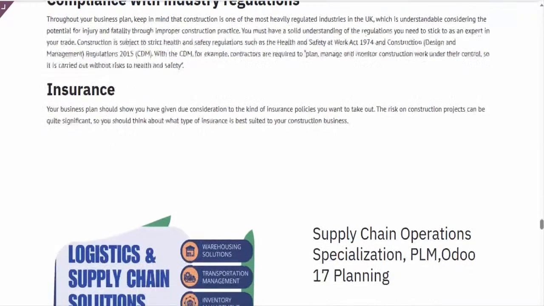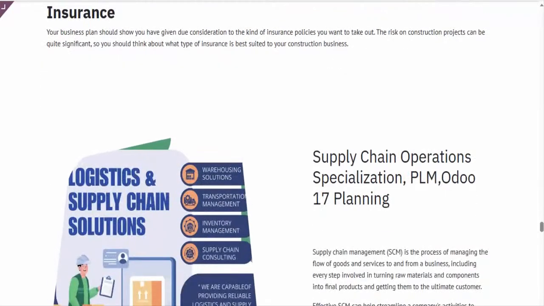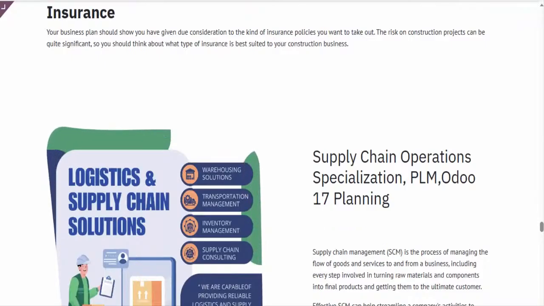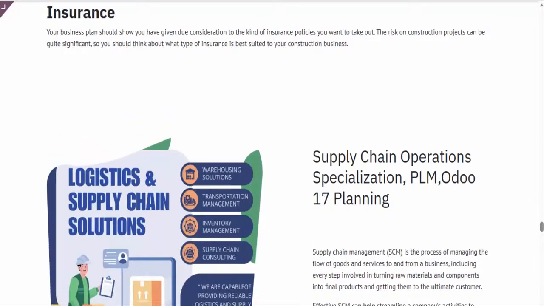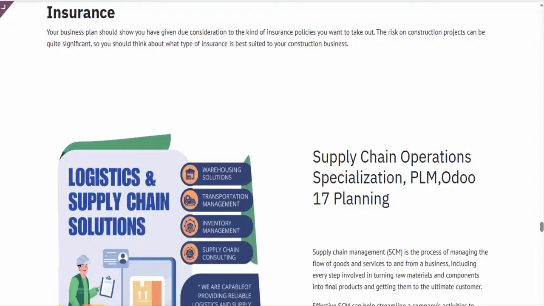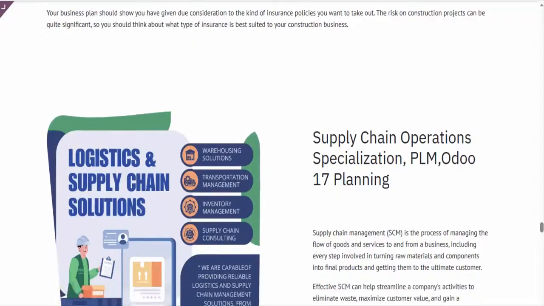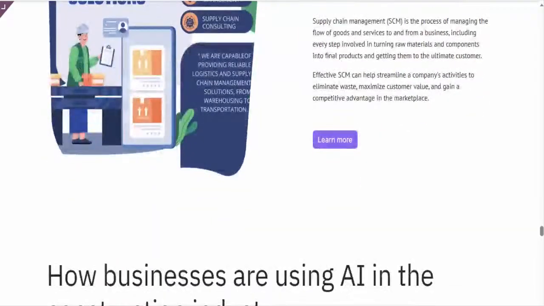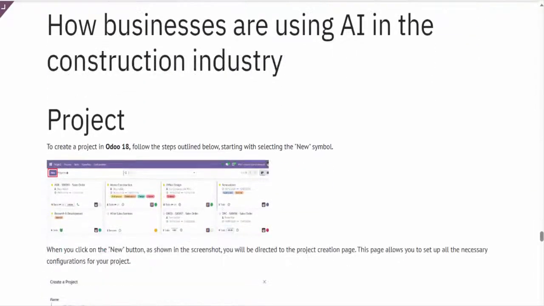Insurance. Your business plan should show you have given due consideration to the kind of insurance policies you want to take out. The risk on construction projects can be quite significant, so you should think about what type of insurance is best suited to your construction business. How businesses are using AI in the construction industry.